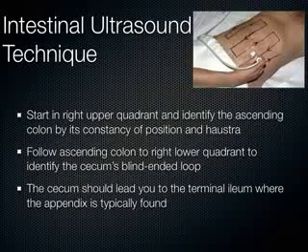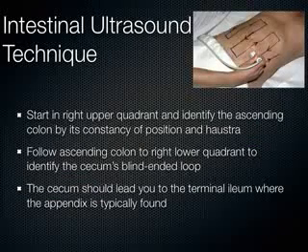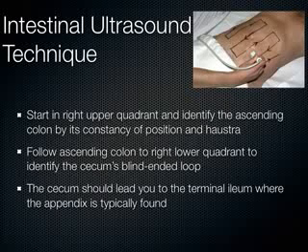And what we're going to do is something called mowing the lawn. What that means is we are going to start in the right upper quadrant and find the ascending colon. That's where it always is, right up there in the right upper quadrant. We can tell it's ascending colon because it's got haustra. Recall that haustra are little indentations in the bowel wall that don't cross all the way across the midline to the other wall.